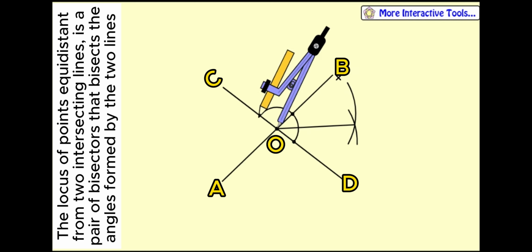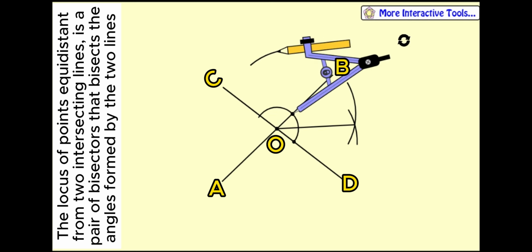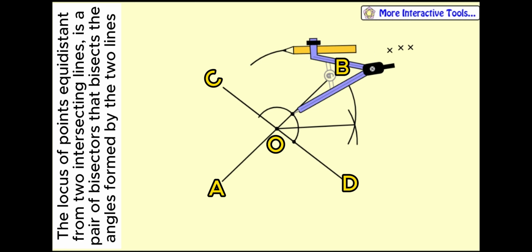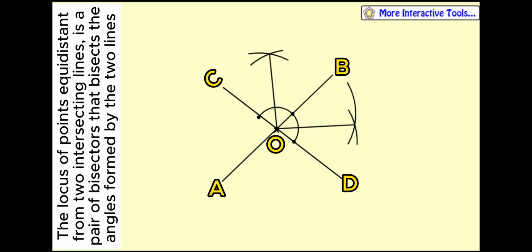We do it for BOC as well. We do the same thing. We bisect angle BOC, and we also join that to the point O. So we can see that the same thing divides AOD, and the same thing that bisects BOC also divides AOD. The same thing for BOD, which also divides AOC.